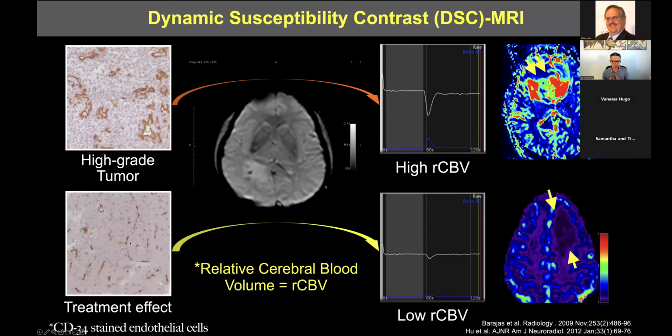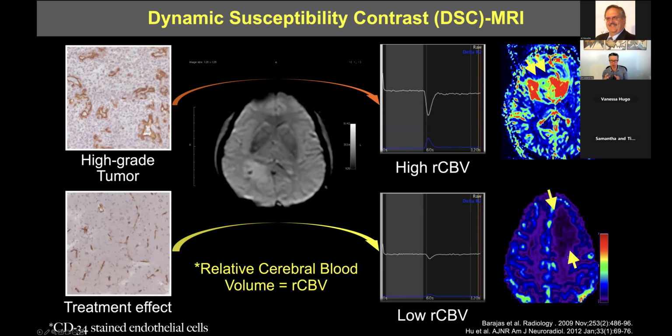And in distinction, this is an example of a case where you have post-treatment effect, or a less aggressive disease process, which has much lower microvessel volume. So you can see here these very delicate blood vessels. You're going to have a much smaller drop in signal response related to that bolus contrast injection, and you have a low RCBV.